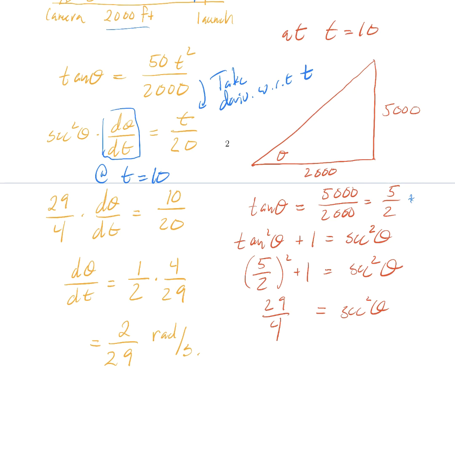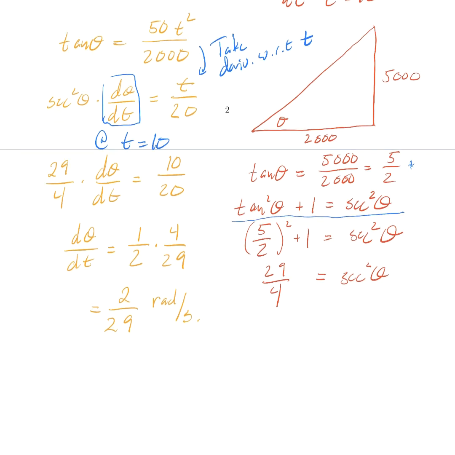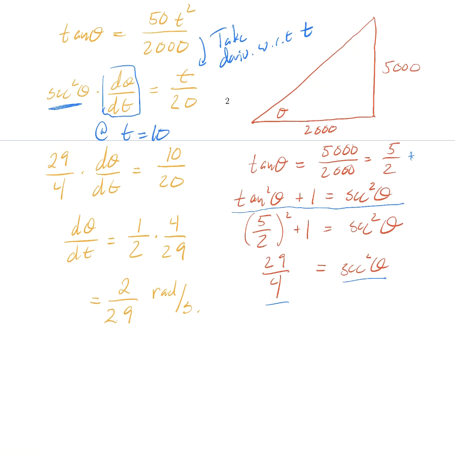Now we can remember one of our trig identities: tangent squared plus 1 is secant squared. I have an expression for tangent, it's 5 halves. So 5 halves squared plus 1 is secant squared. 5 halves squared plus 1 is just 29 over 4 and is equal to secant squared. But that's exactly what I have over here, an expression that includes a secant squared. So I'll replace that secant squared with 29/4, and now I have all the information I need to solve for d theta/dt, and it's 2/29, and that measurement would be in radians per second.